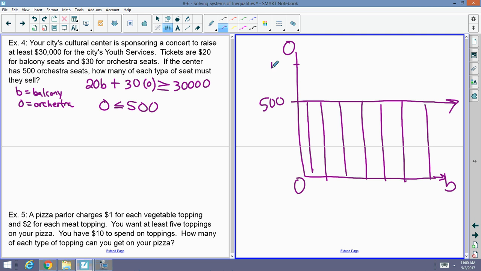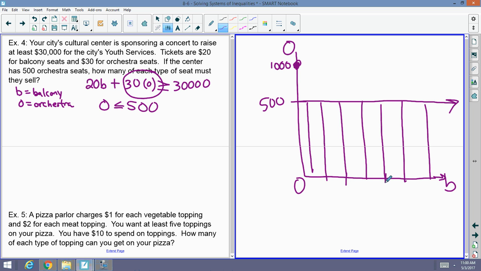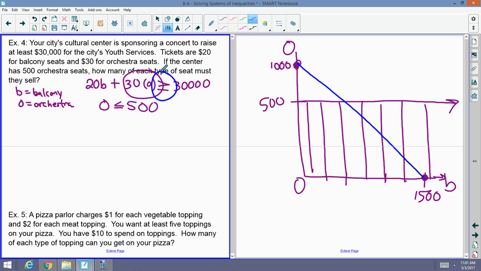So here at 1,000, I have a point. What's my B intercept? When this guy is 0, what's 30,000 divided by 20? 1,500. So this is 500. This is 1,000. Let's call this 1,500. Guys, you have 2 points. Guess what? Connect those dots. And it's going to be greater than, correct? So I got a shade here.